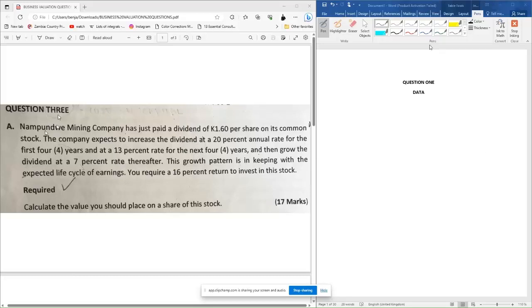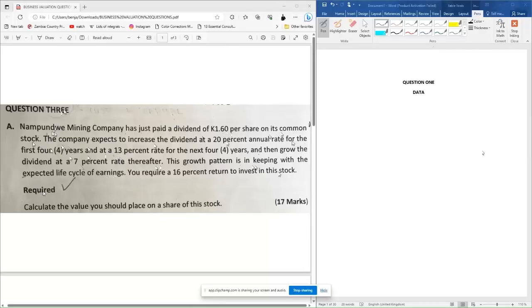All right. Let's begin. The question reads, Nampunde Mining Company has just paid a dividend of 1 kwacha 16 per share on its common stock. The company expects to increase the dividend at a 20% annual rate for the first 4 years and at a 13% rate for the next 4 years, and then grow the dividend at a 7% rate thereafter. This growth pattern is in keeping with the expected life cycle of earnings. You require a 16% return to invest in this stock.